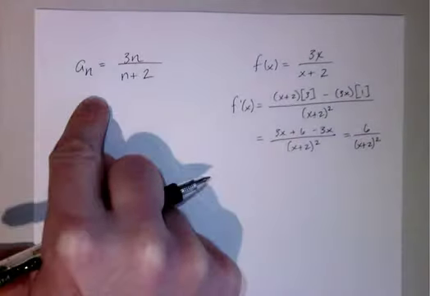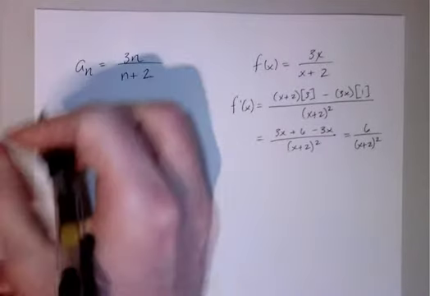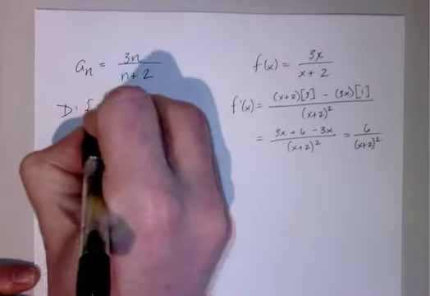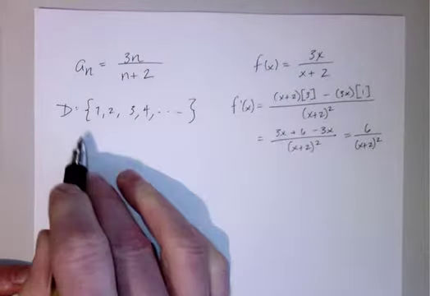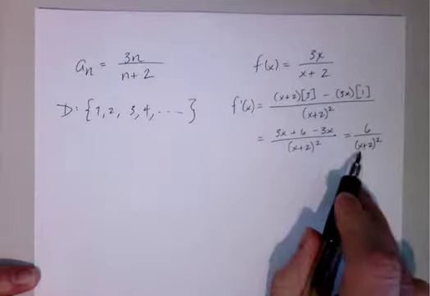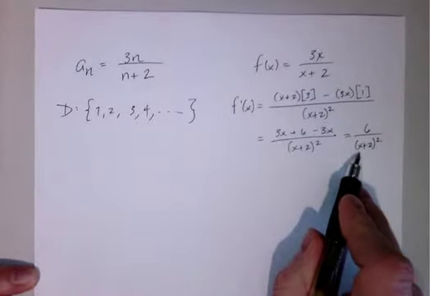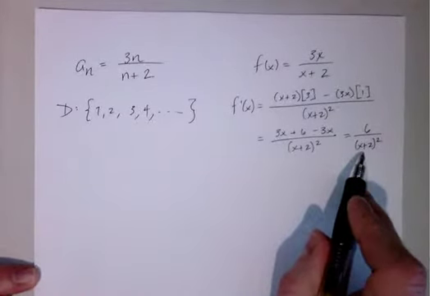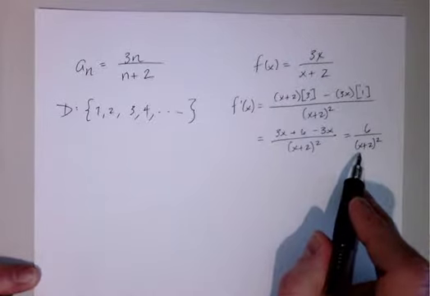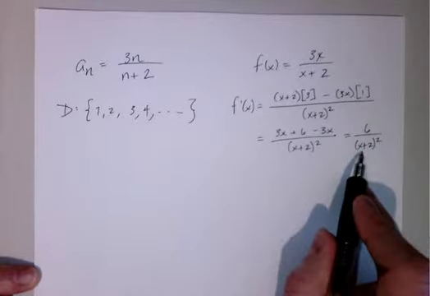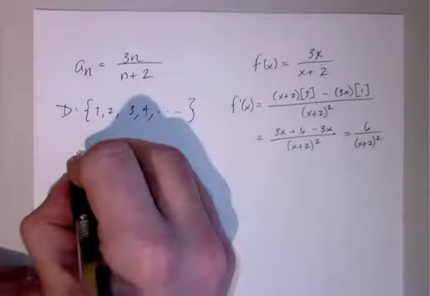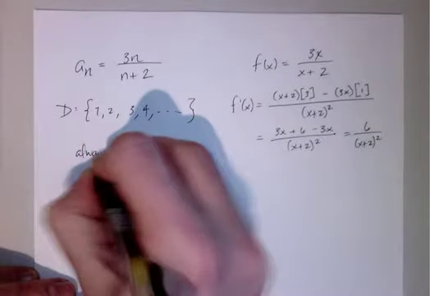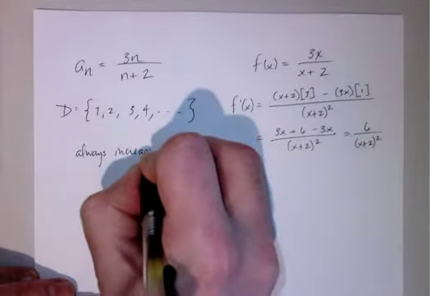But I happen to also know that the domain of this is only positive integers. So when positive integers are plugged into something like this, the numerator is positive, it's 6. The denominator is squared, so it's always non-negative. The only time this is 0 is when it's negative 2. So I know on this domain, the derivative is always positive. This is always increasing. Okay?